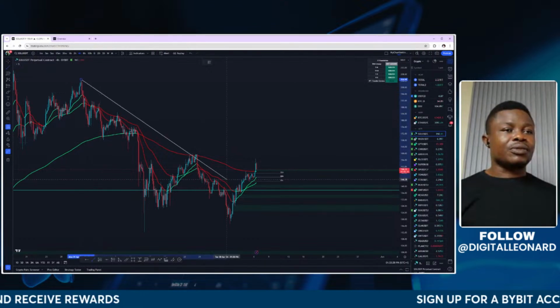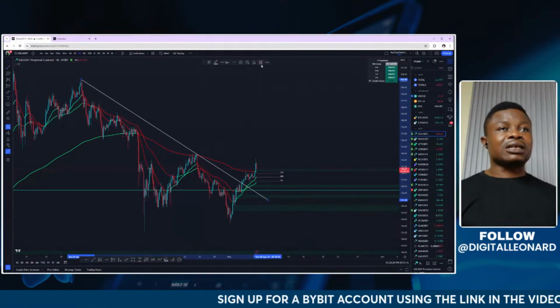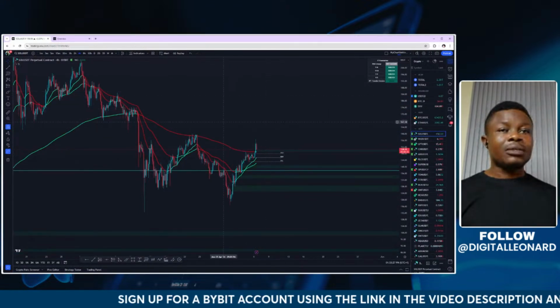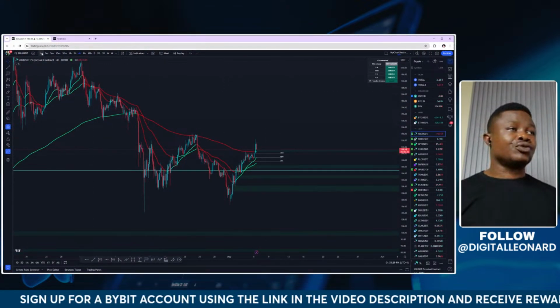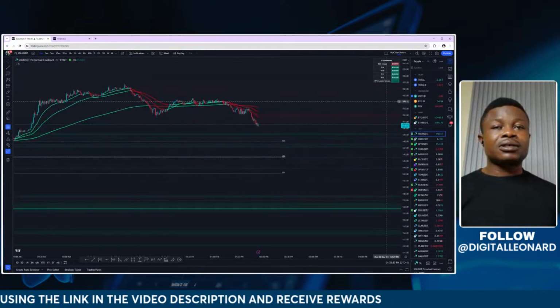So let me take from here. Yeah, we attempted that break. Solana is still down there, guys, but we are about breaking out. So let me go back to my 1 minute and start looking for entries, guys.